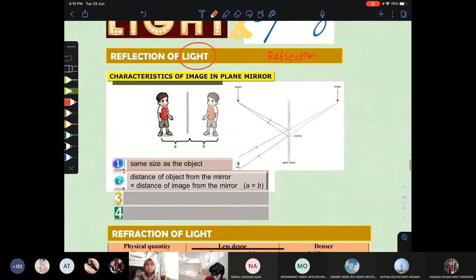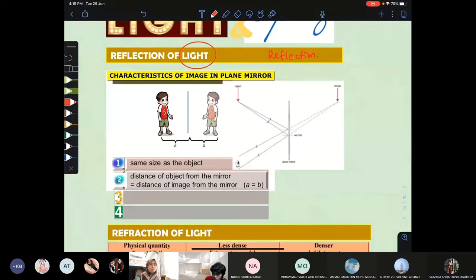Alright. Now we look at the plane mirror. So I have a plane mirror here. What are the characteristics of the image? The first one, same size as the object. Secondly, equal distance, A is equal to B. What is the third one? Laterally inverted. And then fourth, it's virtual. What is virtual? Virtual means you cannot capture the image on a screen.